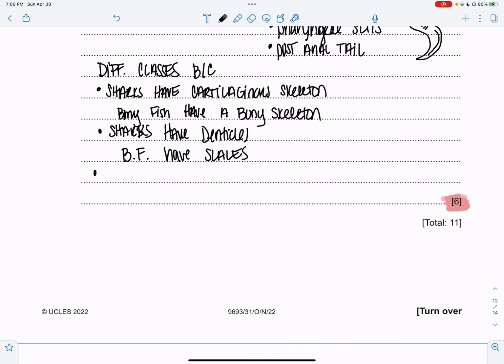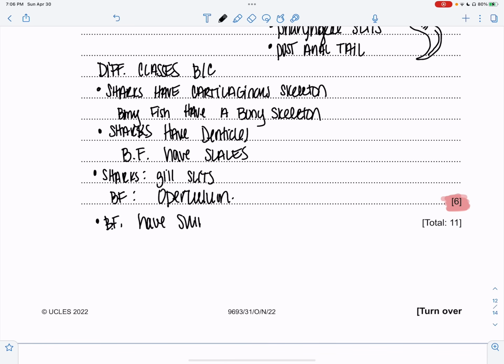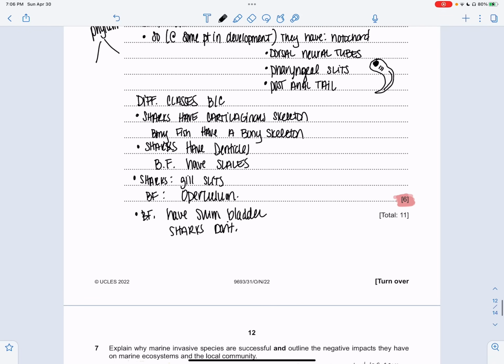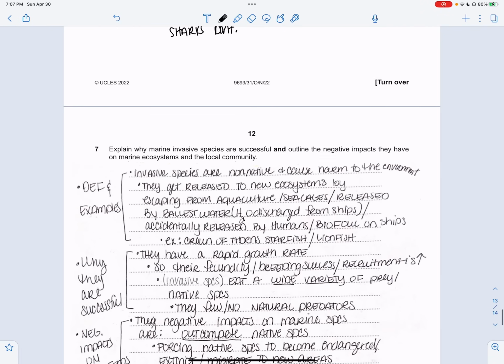And that's not necessarily marked enough itself. Sharks have the gill slits. Bony fish don't. You can't see them. They have the operculum, the gill cover. Bony fish have swim bladder, and this is the only one where we would say sharks don't. Sharks have very oily livers, and that will allow them to be more buoyant.